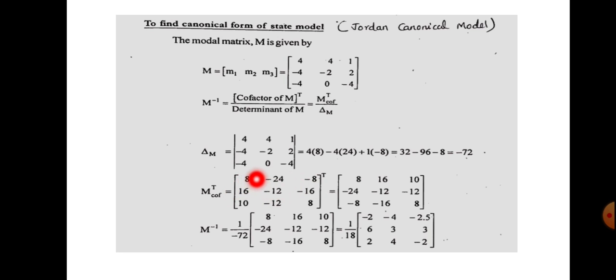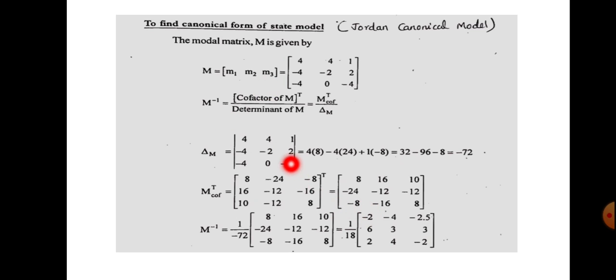Here 8, minus 24, minus 8 is the first row, so it will come to the first column, that is 8, minus 24, minus 8. The second row is 16, minus 12, minus 6, and it comes to the second column. So actually what we are doing is transposing this matrix. Now we get the numerator and denominator, so M inverse can be easily found by using this equation.